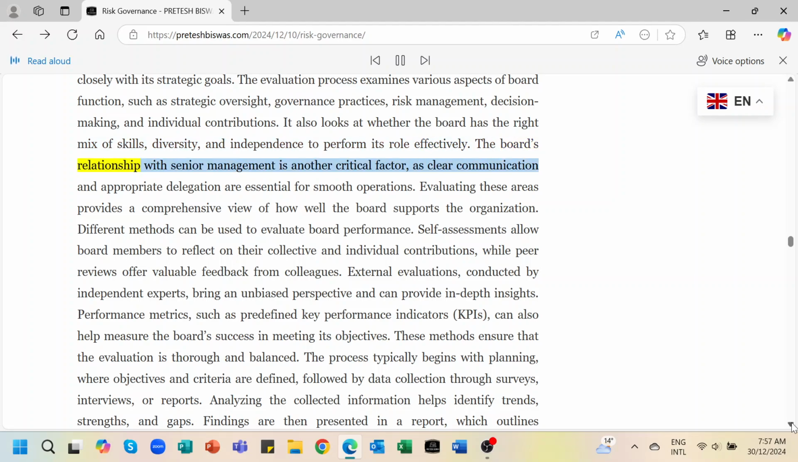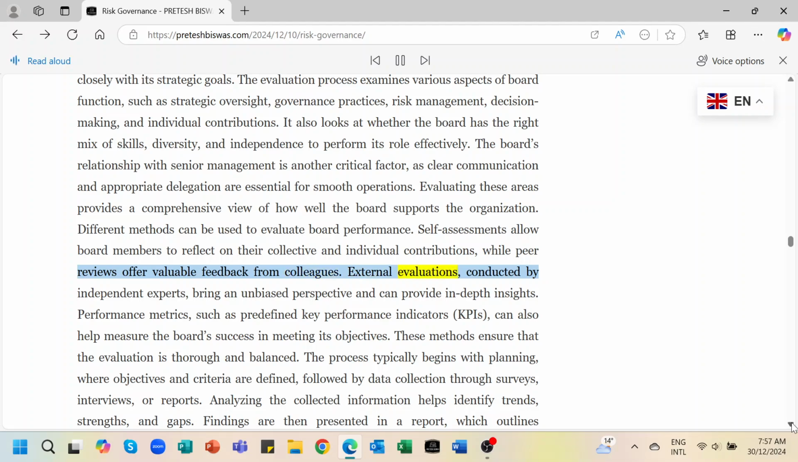The board's relationship with senior management is another critical factor, as clear communication and appropriate delegation are essential for smooth operations. Evaluating these areas provides a comprehensive view of how well the board supports the organization. Different methods can be used to evaluate board performance. Self-assessments allow board members to reflect on their collective and individual contributions, while peer reviews offer valuable feedback from colleagues.